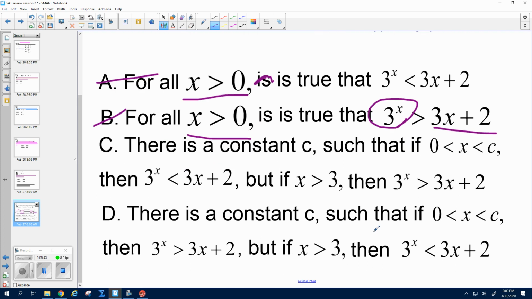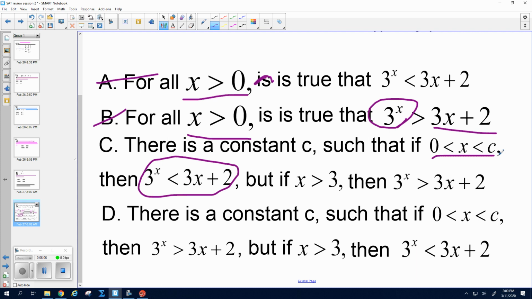So C says there is a constant C such that if 0 is less than x is less than C, so this is where they cross, that number where they cross. Okay, so it says 3 to the x is less than the line. So the exponential is less than the line just from here to here.